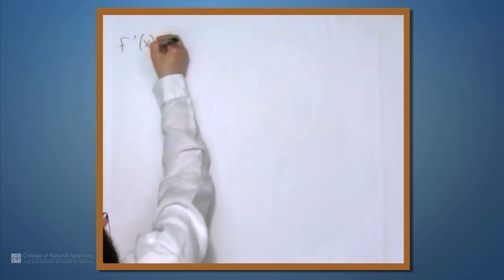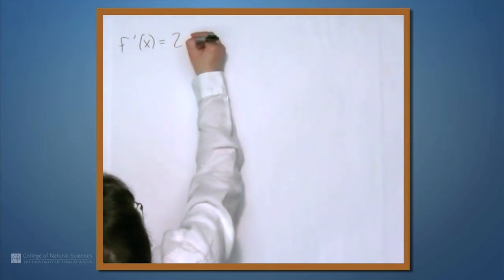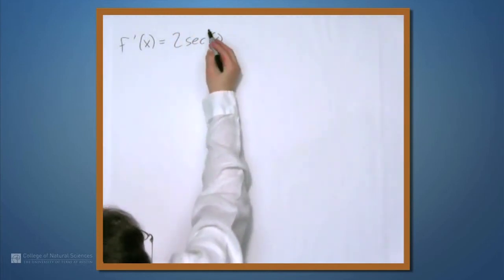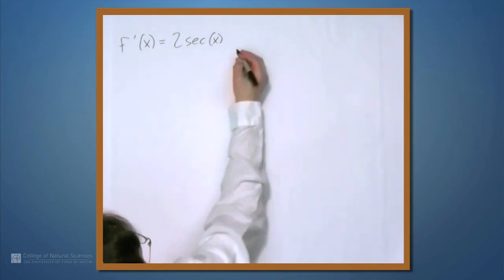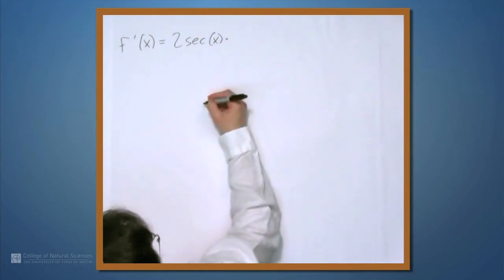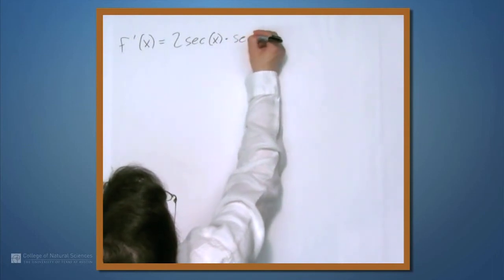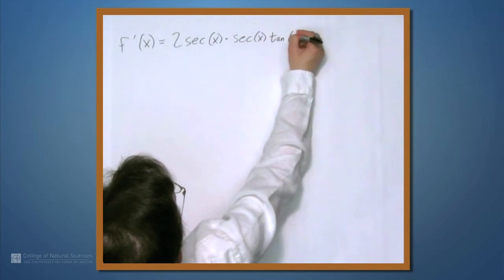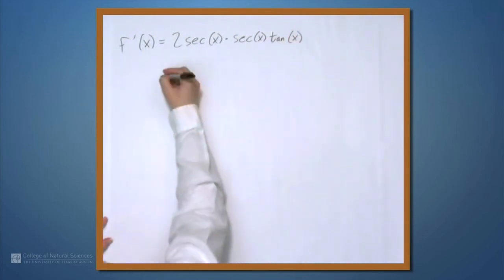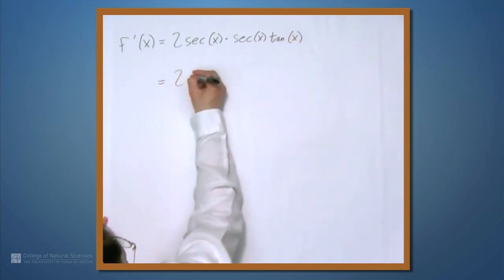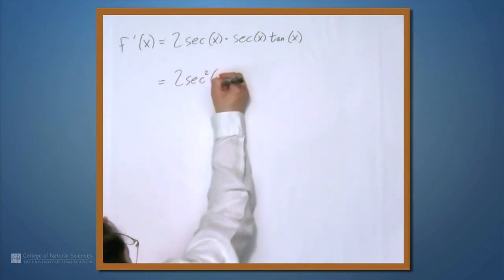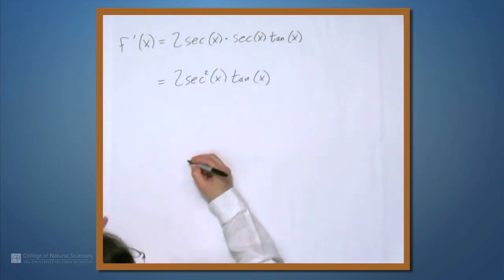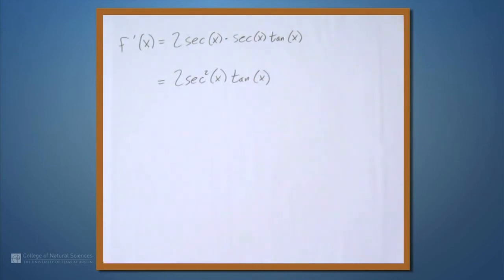So f prime of x is 2 secant x, this is from the power rule, right? The 2 comes down, times secant x times the derivative of secant x, which is secant x times tangent x. So this is 2 secant squared x tangent x. And so there are some more examples of derivatives of trig functions.